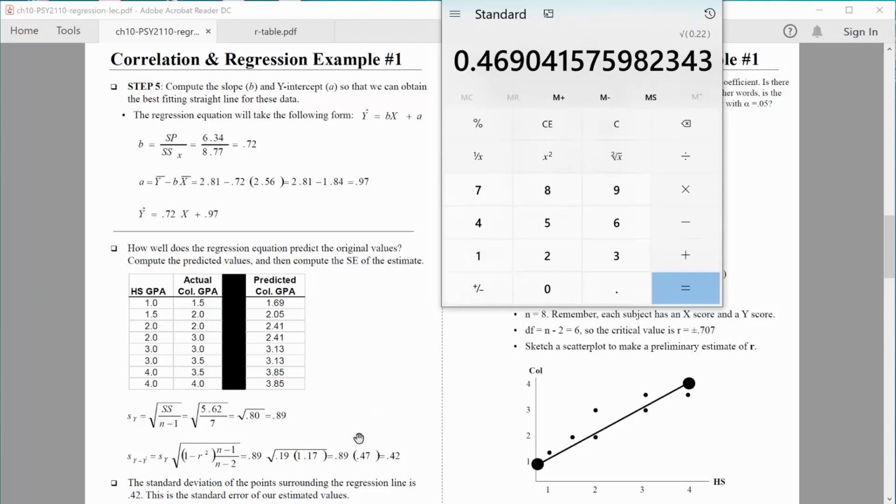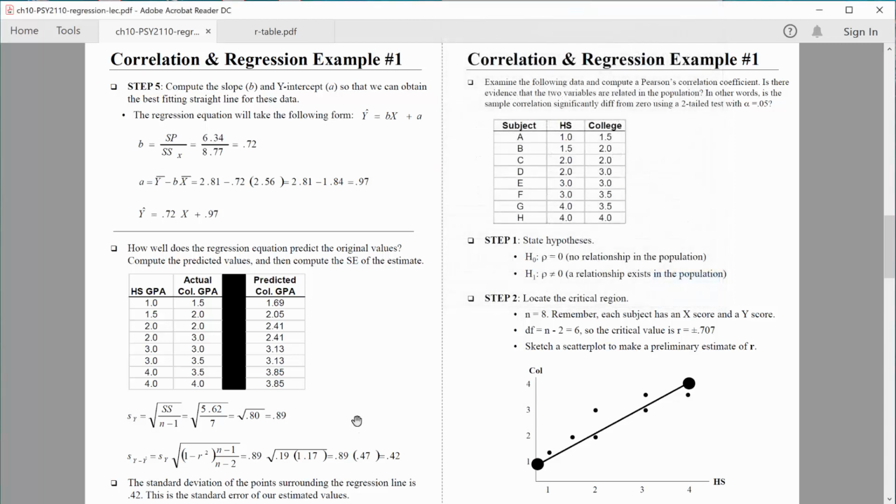So finally, in order to finish this equation, we need 0.89 multiplied by 0.47. And that equals about 0.42. All right, that, my friends, is the standard error of the estimate. So that represents the standard deviation of the points surrounding that regression line. So one way you can view it is that, on average, our predicted values differ from our actual values by about 0.42. And when we're talking about GPA, that means our predicted values are off from the actual values by about half a grade.